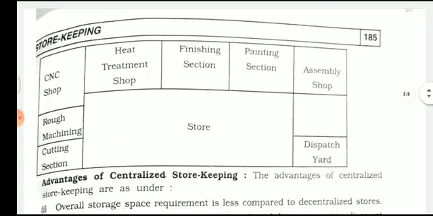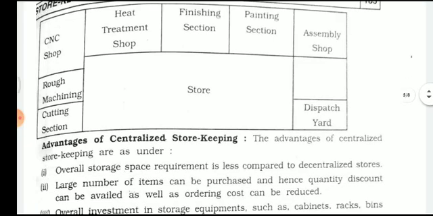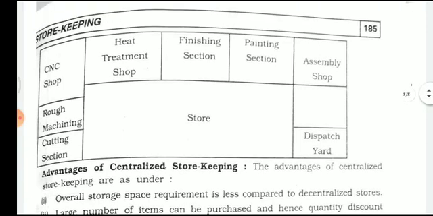Here is the store, which is a centralized store. For that, treatment sections, finishing section, planning, painting section, assembly shop, then dispatch yard, cutting sections, rough machining, CNC shop. Then the centralized, that is the store. So it is the centralized storekeeping.